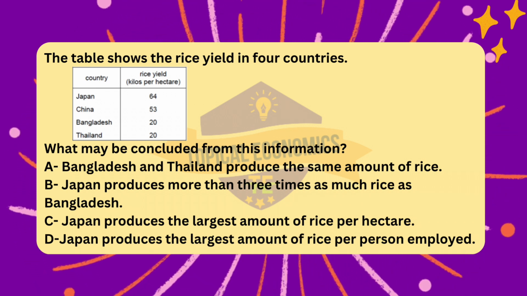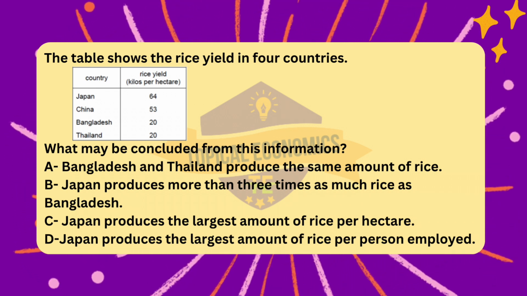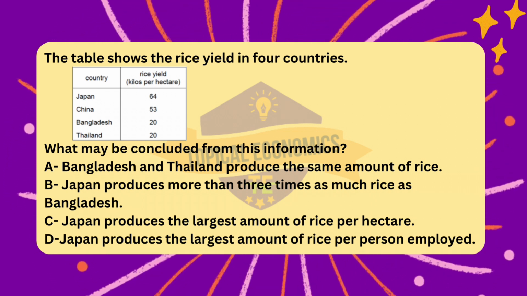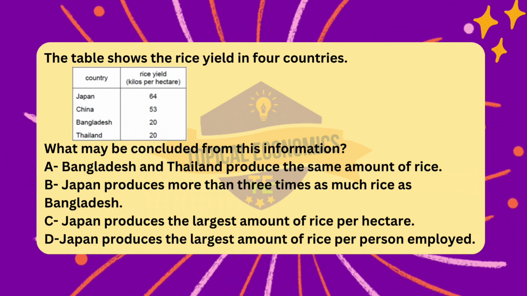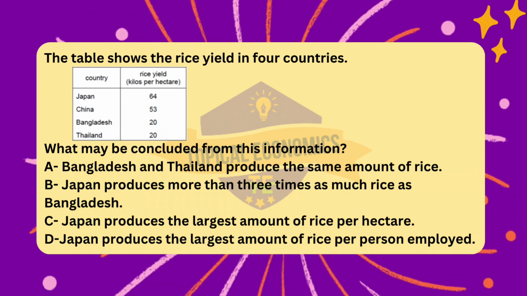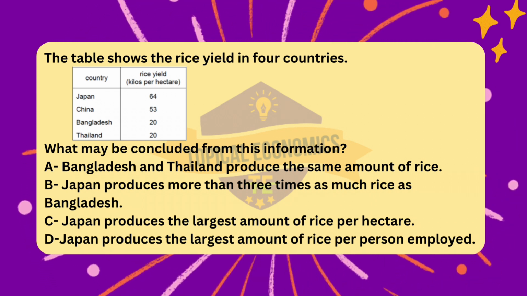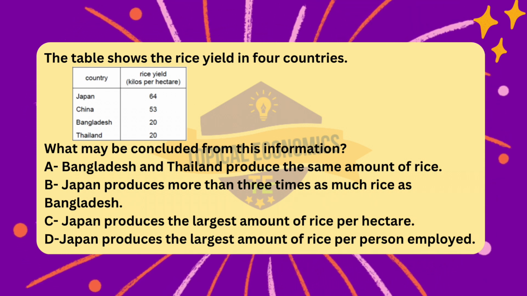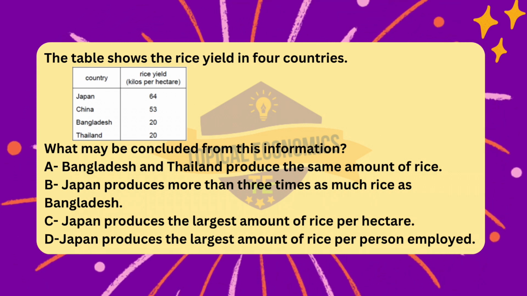Option A, Bangladesh and Thailand produce the same amount of rice, is incorrect. Both Bangladesh and Thailand have a rice yield of 20 kilos per hectare, so they produce the same amount of rice per hectare. However, the statement could be true in terms of yield, but it doesn't add much additional insight beyond the data already provided.